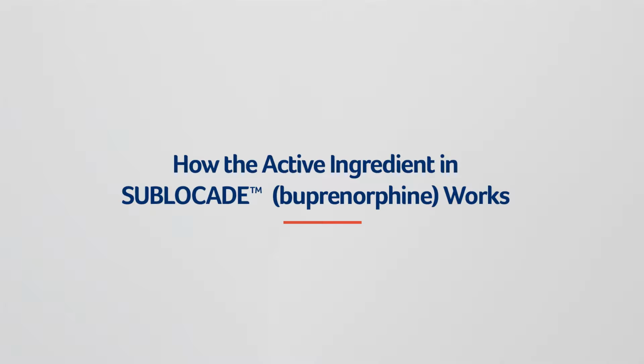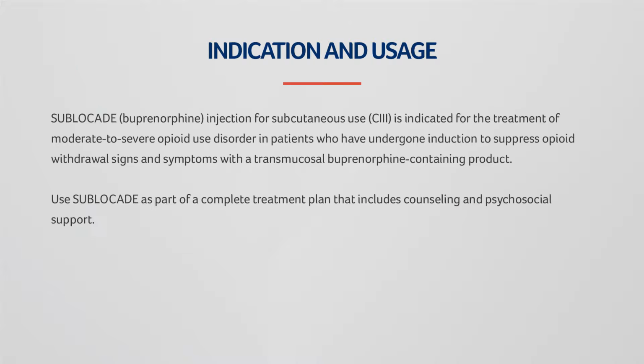How the active ingredient in Sublocade, buprenorphine, works. Sublocade, buprenorphine injection for subcutaneous use, C3, is indicated for the treatment of moderate to severe opioid use disorder in patients who have undergone induction to suppress opioid withdrawal signs and symptoms with a transmucosal buprenorphine-containing product. Use Sublocade as part of a complete treatment plan that includes counseling and psychosocial support.